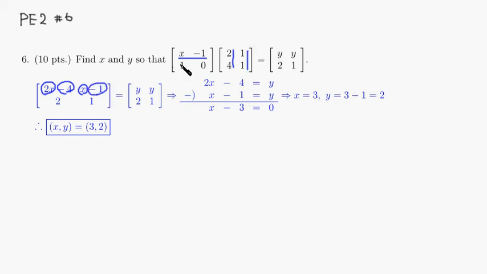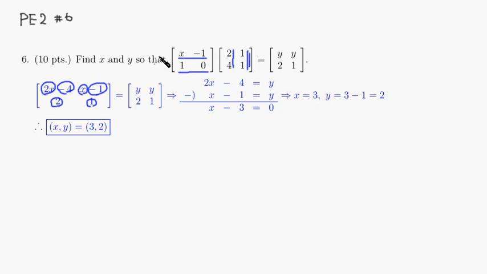Then move on to the second row, which is 0, 1. So 1 times 2 is 2, plus 0 times 4 is 0, so 2 plus 0 is 2. And second row times second column: 1 times 1 is 1, plus 0 times 1 is 0, so 1 plus 0 is 1.